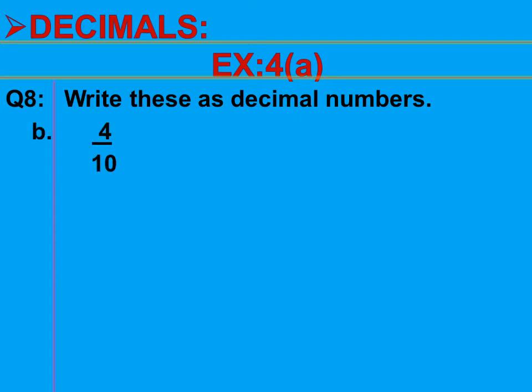Now we will move to the next part, part B. Dear students, in part B we have the fraction 4/10. Now let's see how we will write it as a decimal number. We will write the fraction as it is. Now we will check how many zeros we have in the denominator. Yes, we have only one 0. Now we will start replacing this 0 with the digit in the numerator. Yes, we will get the number 4. This 0 will be replaced with this 4.